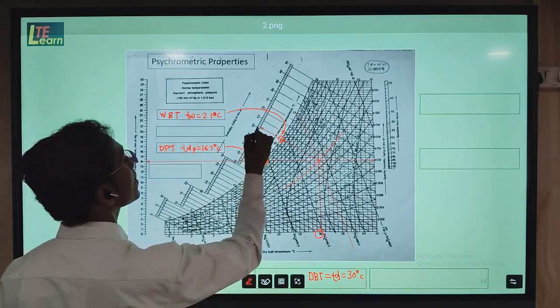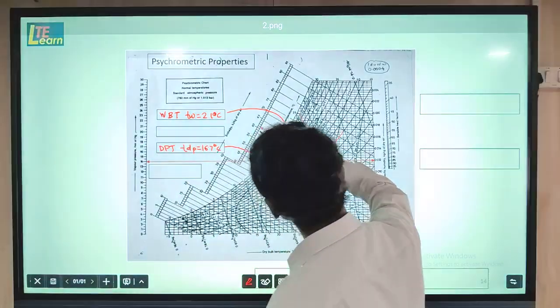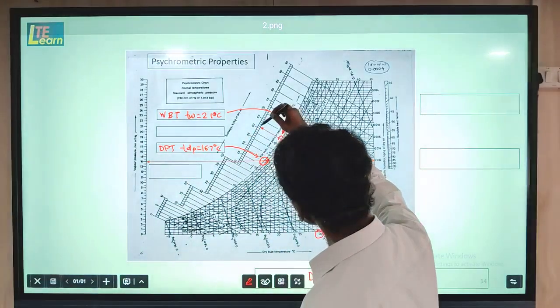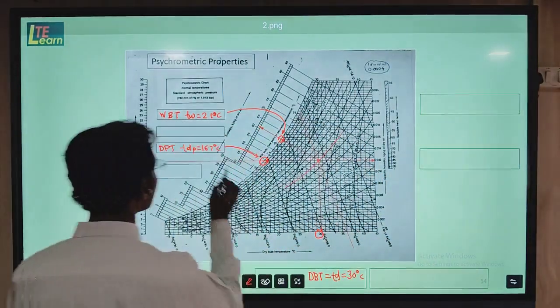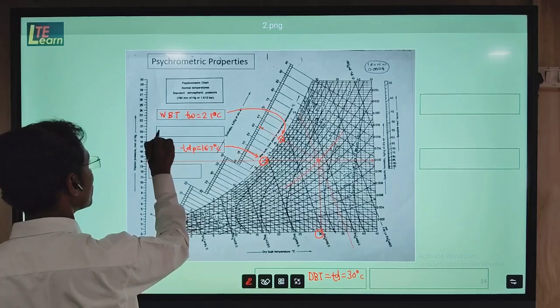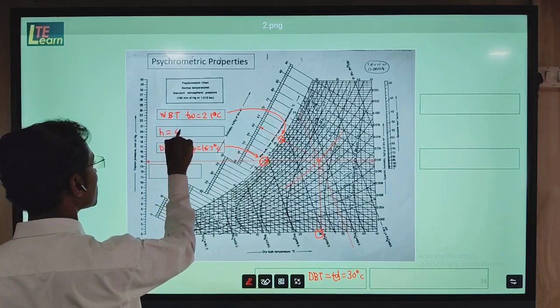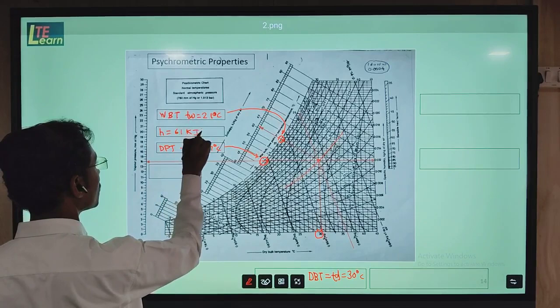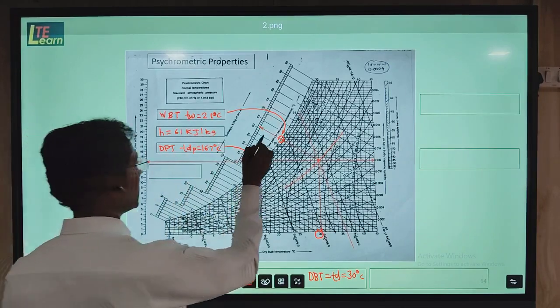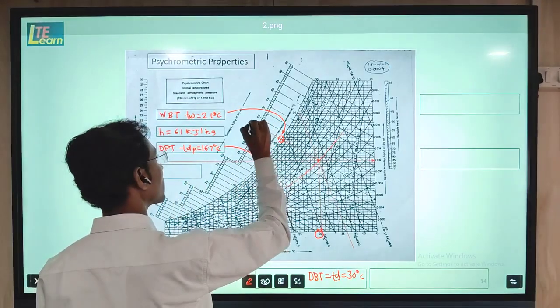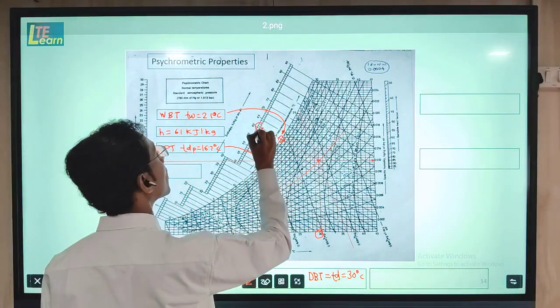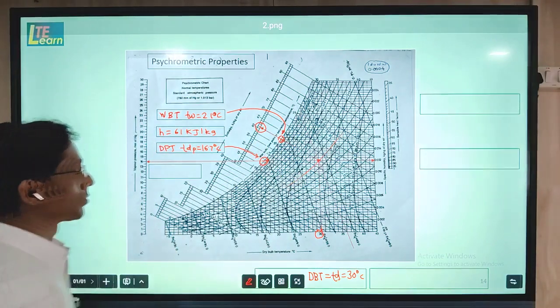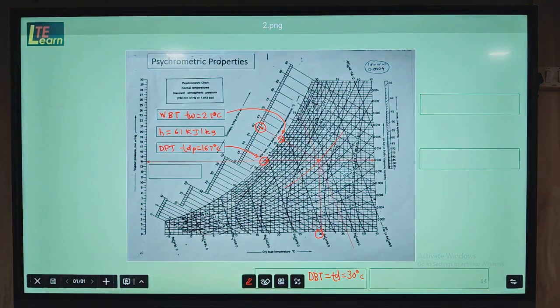After that, if you take the reference extension of the wet bulb temperature to the enthalpy scale, here you will find the value of enthalpy. So it is coming at 61. So this is the enthalpy, 61 kilojoule per kg. So this value you get, that is of H, enthalpy.